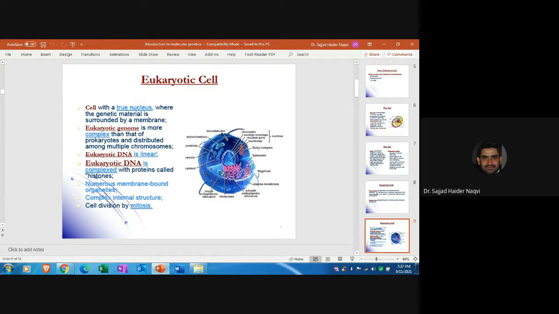So in the case of the eukaryotic genome, definitely it's going to be more complex when you compare it to the prokaryotes, and it's bigger. Eukaryotic genetic material most of the time would be DNA, and the DNA in the eukaryotes is linear in structure. Now, this eukaryotic DNA does exist in the form of a complex, and it is normally complexed with protein molecules, which we call histones. They have a different role, we'll come to that later on, but here, just to give them stability. Besides that distinctive nucleus, eukaryotic cells also have other membrane-bound organelles, and they have a complex internal structure as compared to the prokaryotes. Another important thing about the eukaryotic cells is that they divide by the process of mitosis.